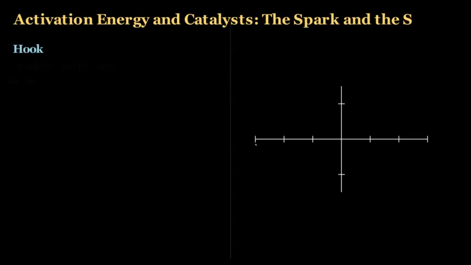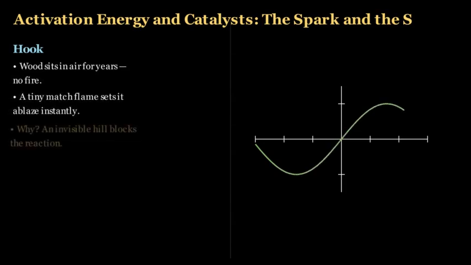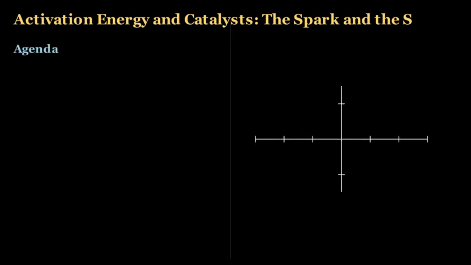Why does wood sit in air for years without burning, but burst into flames the moment you touch a match to it? The answer is an invisible hill that every reaction must climb. Even though burning wood releases a huge amount of energy and is totally spontaneous, the molecules are stuck. They need a push to get over that hill before they can tumble down the other side and release all that heat. We're going to climb that invisible hill together.